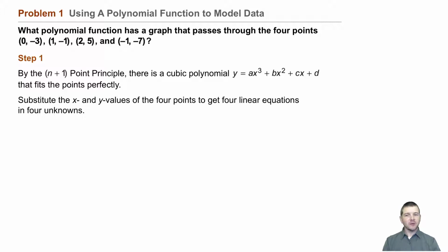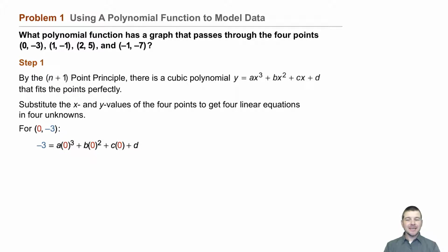So we'll substitute the x and y values of the 4 points to get 4 linear equations in 4 unknowns. First, for the point (0, -3), we'll substitute -3 for our output, 0 for our input, and see that -3 will equal a, our leading coefficient, times 0 cubed, plus b, our quadratic term coefficient, times 0 squared, plus c, the coefficient of our linear term, times 0, plus d, our constant. That leads us to the equation 0 times a plus 0 times b plus 0 times c plus 1d equals -3. Therefore, d equals -3.